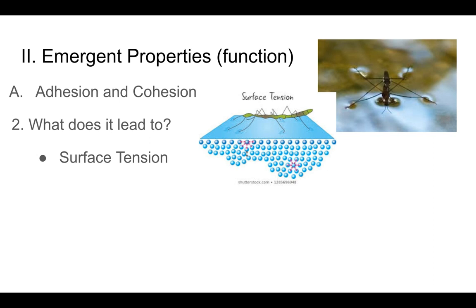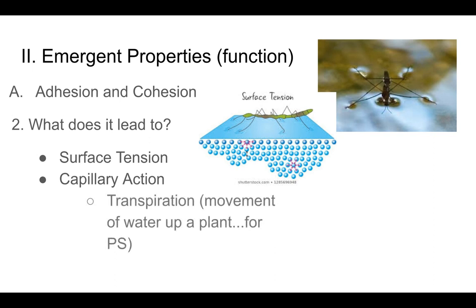But we know that if we took something like a rock and tried to place it on the surface of the water, the mass of that rock is too great. It will break the hydrogen bonds between the water molecules. It will break the surface tension, and the rock will not stay on the surface, but instead will sink to the bottom. Another thing that adhesion and cohesion together create is something called capillary action.